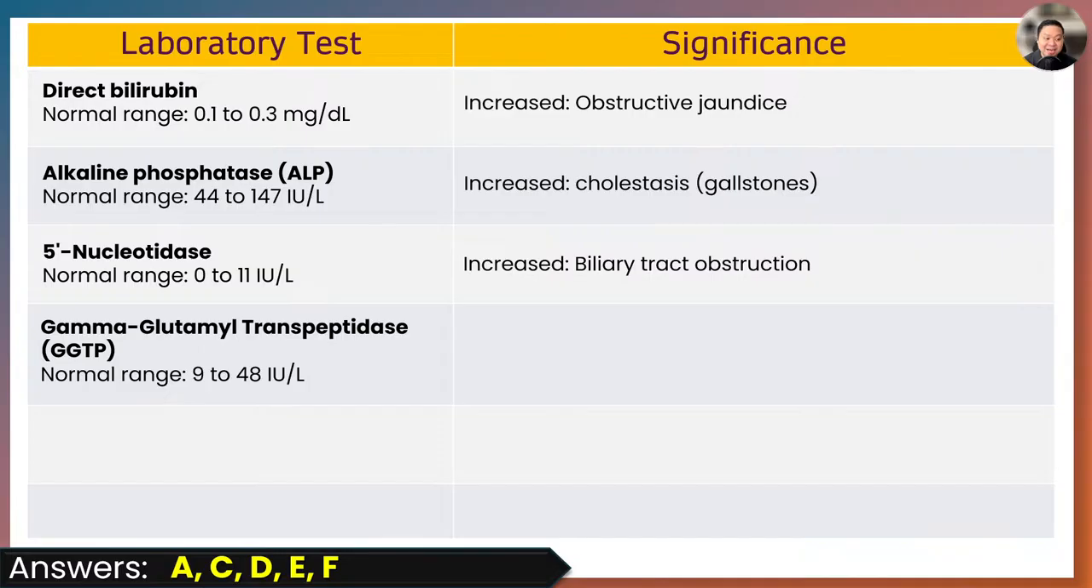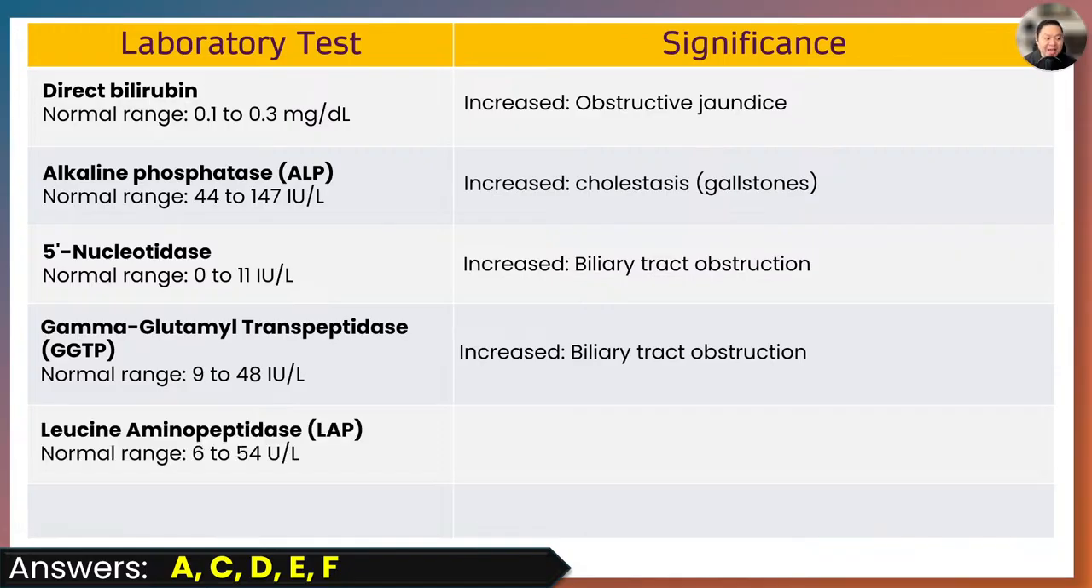And this is another enzyme that is primarily found in the liver and bile ducts. It is going to be elevated in conditions wherein there is liver disease, any cholestasis, or maybe a biliary tract obstruction. Okay. This is also a test that is used to differentiate liver disease from other causes of ALP elevation.